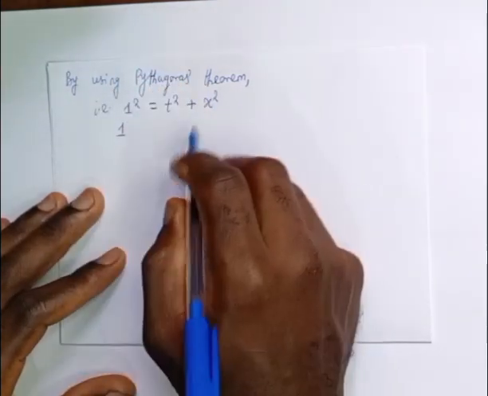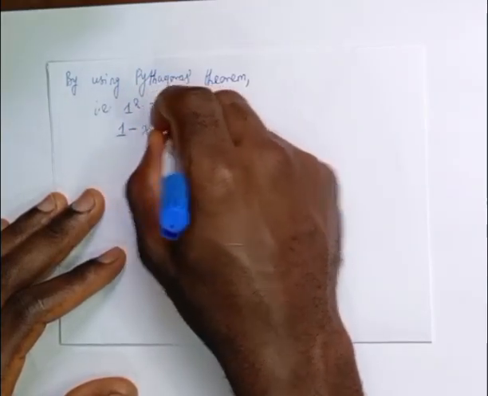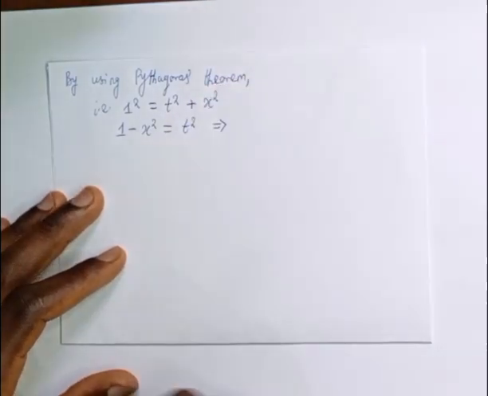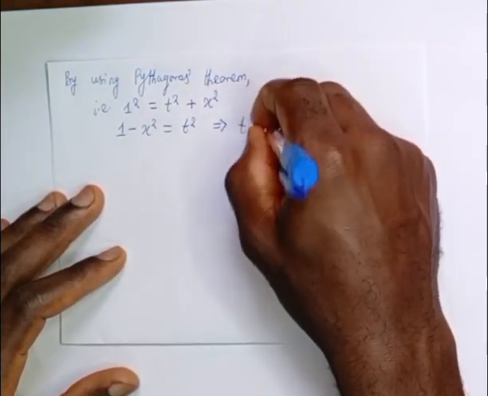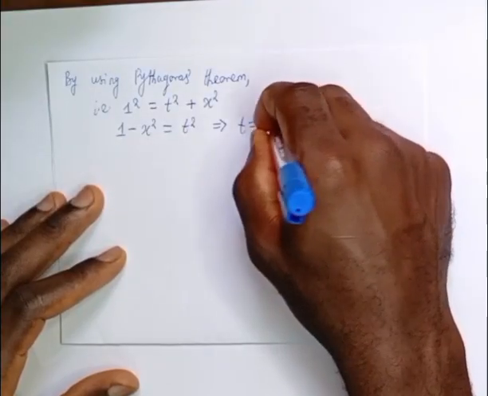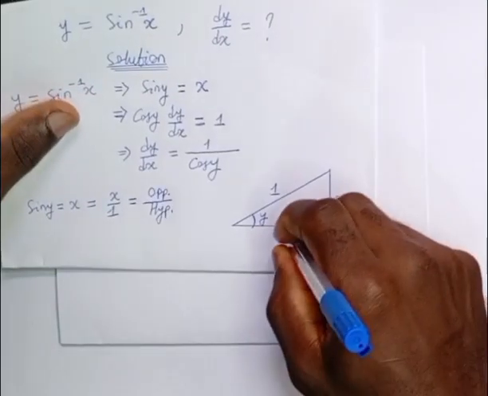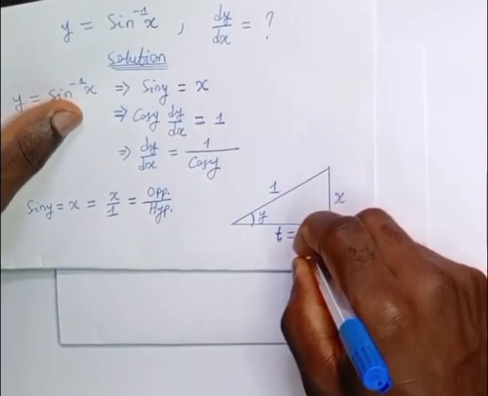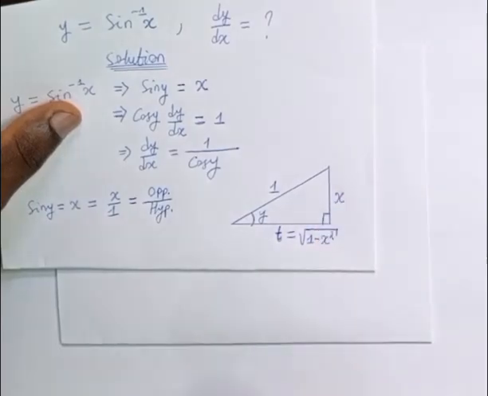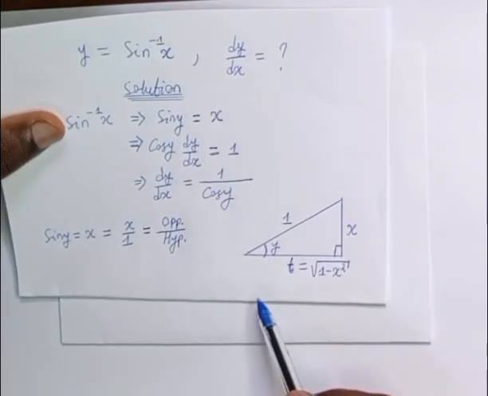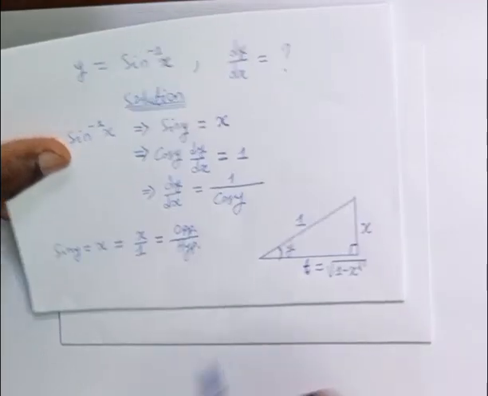We are looking for t. 1 squared remains 1. We are going to transfer x squared to the left, which becomes negative x squared, is equal to t squared. Then our t will simply be the square root of 1 minus x squared. We are going to replace t here with the square root of 1 minus x squared. Knowing t, we can write down the cos of the angle y.